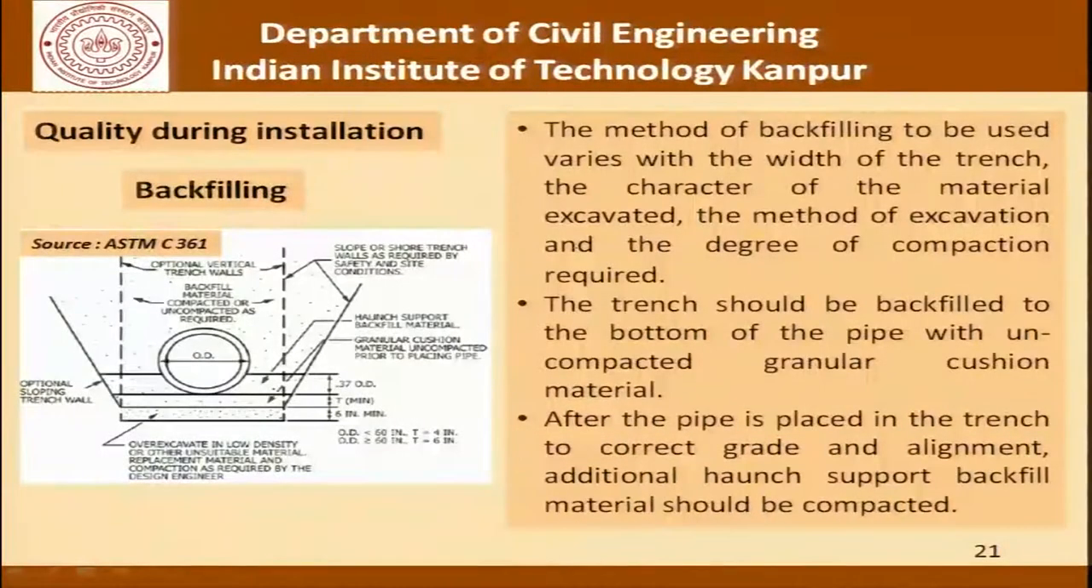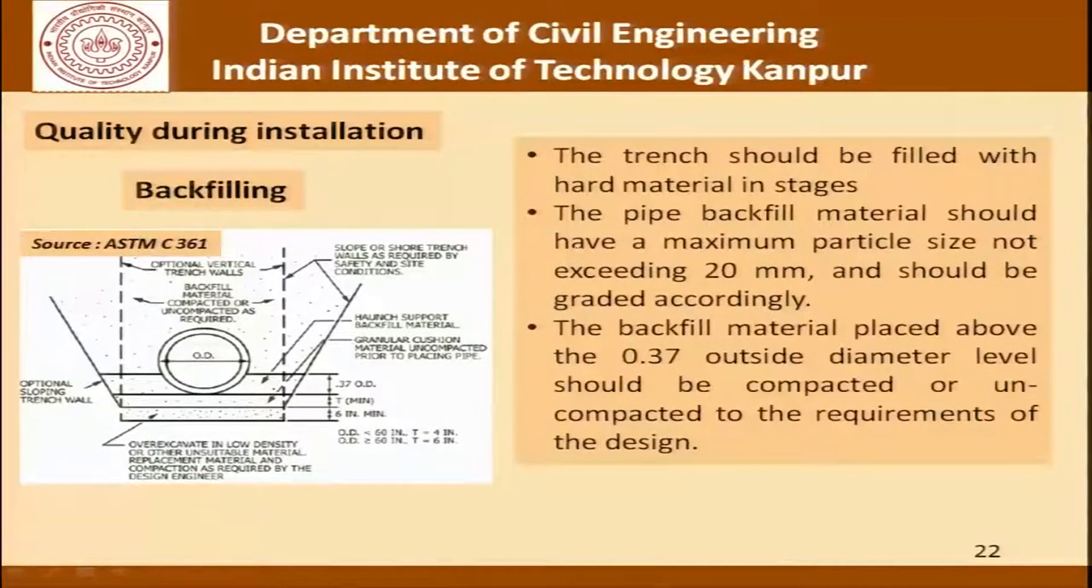Continuing to the discussion on backfilling. The method of backfilling to be used varies with the width of the trench, the character of the material excavated, the method of excavation and the degree of compaction required. The trench should be backfilled to the bottom of the pipe with uncompacted granular cushion material, and after the pipe is placed in the trench to the correct grade and alignment, additional haunch support backfill material should be compacted.